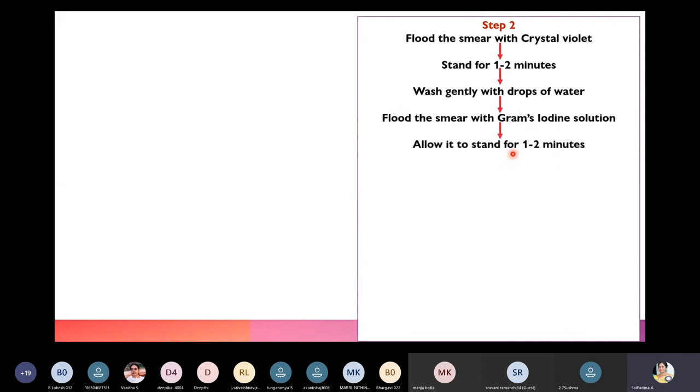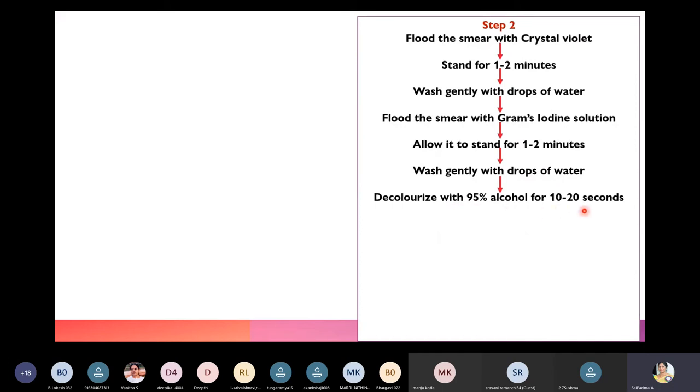Then allow it to stand for 1 to 2 minutes. Next step is to wash the slide gently with a few drops of water. Now decolorize the stain we have added with 95% alcohol for 10 to 20 seconds.